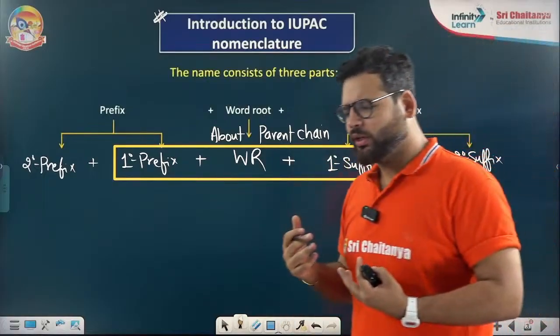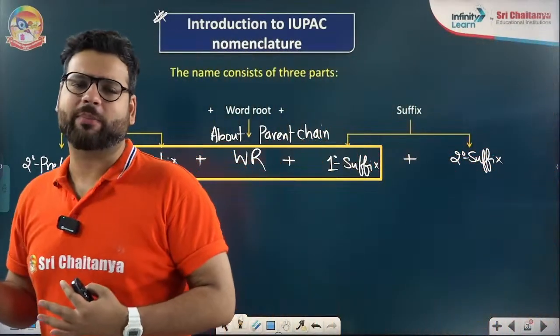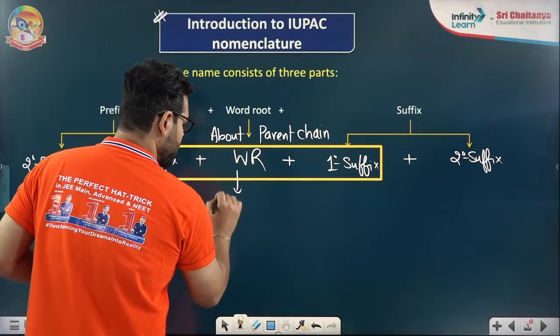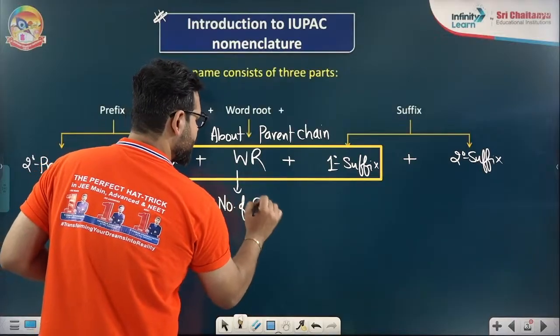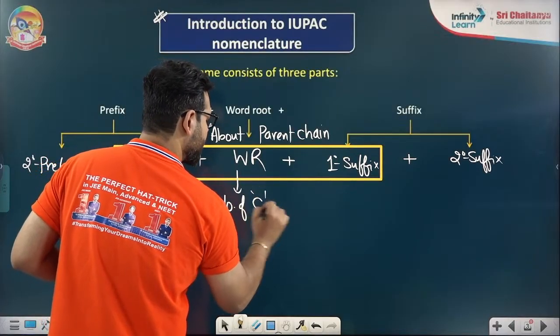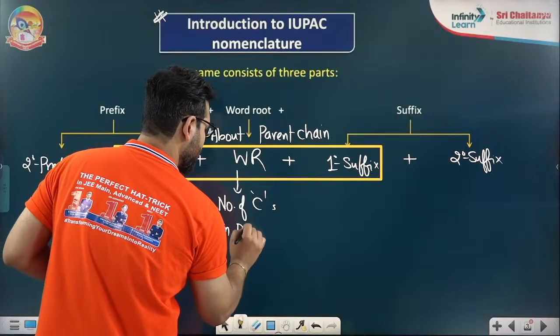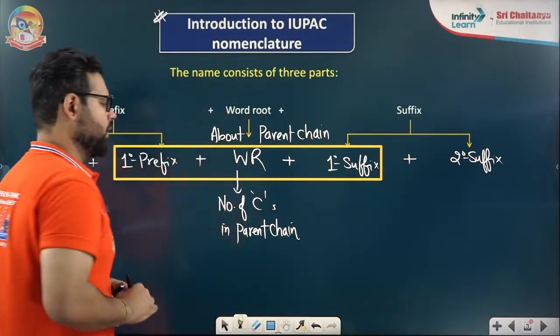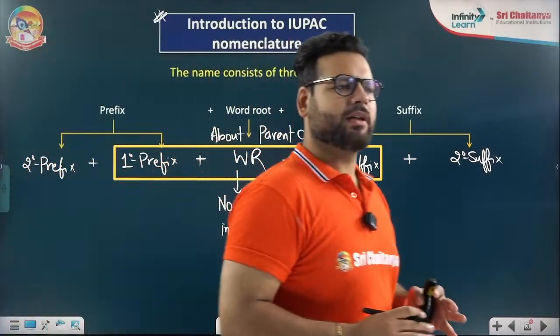In parent carbon chain, you should know how many carbons are there in the parent carbon chain. That word root will tell us. So word root tells us about the number of carbons in the parent chain. Okay, number of carbons in the parent chain.